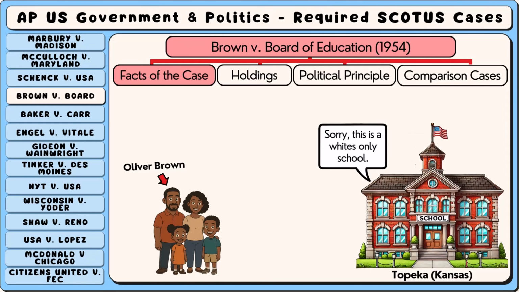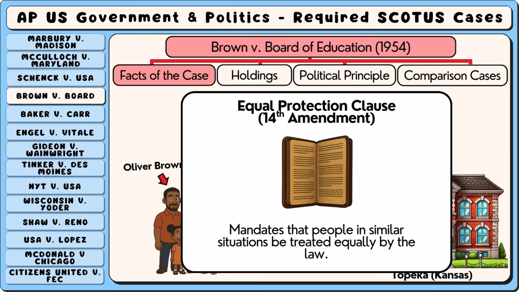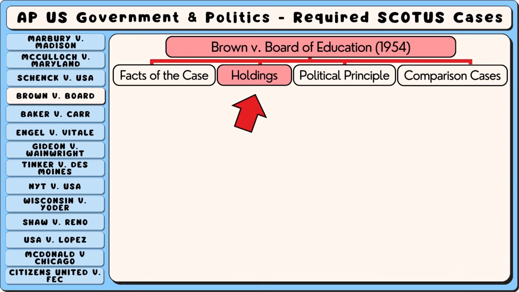The school district refused to accept these students because of state segregation laws. Brown and several other families decided to challenge this in court. They argued that segregated schools violated the Equal Protection Clause of the 14th Amendment, which says the government must treat people equally. So let's look at what the Supreme Court said about this case.